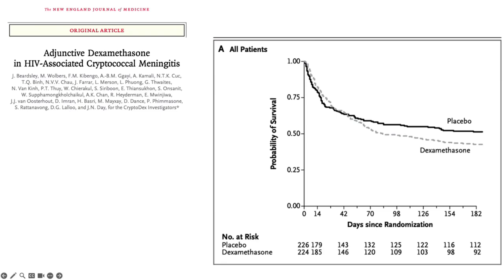Another comment about steroids, which was one of the potential answer choices. This was a trial for adjunctive dexamethasone in HIV-associated cryptococcal meningitis. It was stopped early because survival was lower in people who got steroids. This was in Africa, and the mortality rates overall are terrible, like a 50% survival rate at the 6-ish month mark. But steroids were worse. So we don't give steroids for the initial treatment of cryptococcal meningitis.